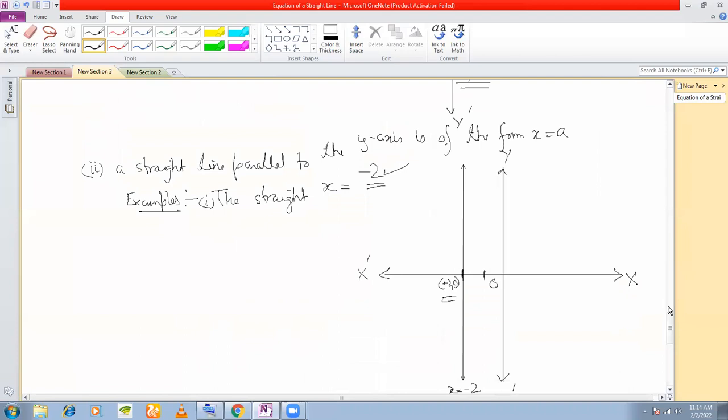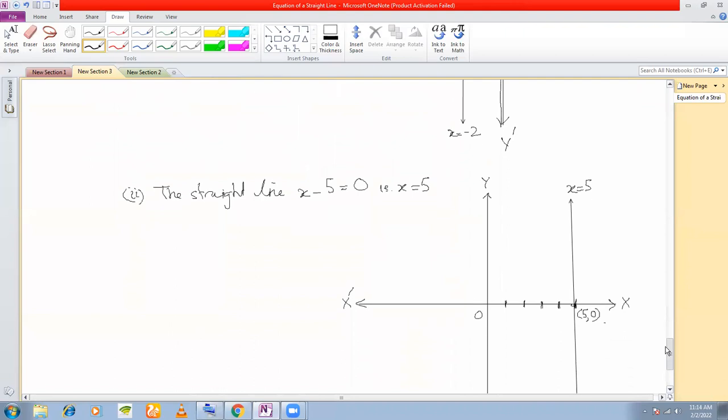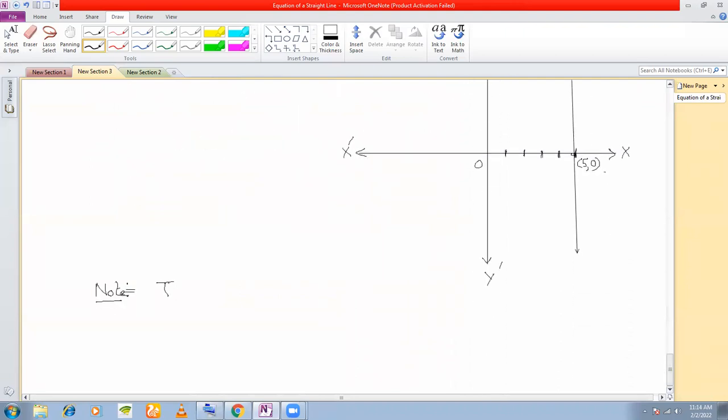Similarly, if the equation of any straight line parallel to the y-axis is of the form x is equal to a, then the equation of the y-axis must be x is equal to 0. So remember that the equation of the x-axis is y is equal to 0 and the y-axis is x is equal to 0.